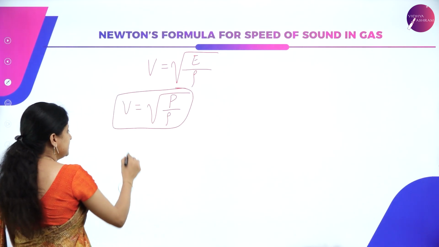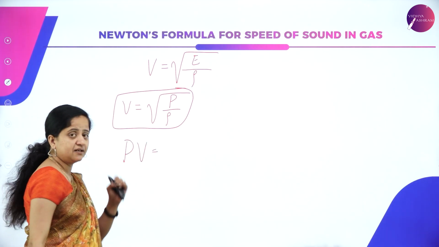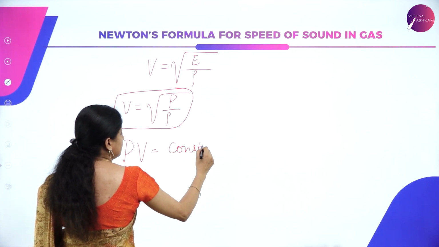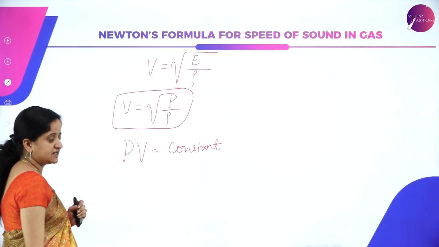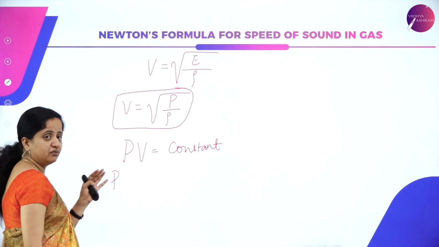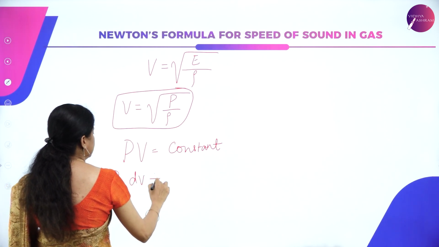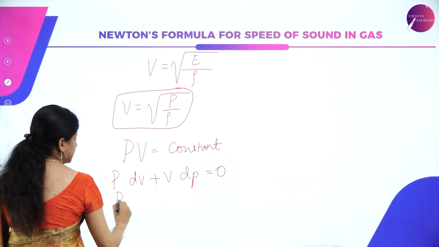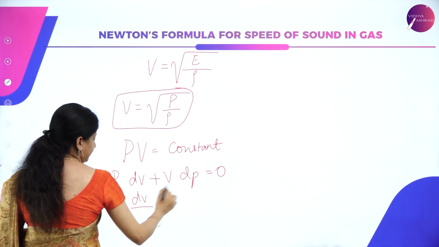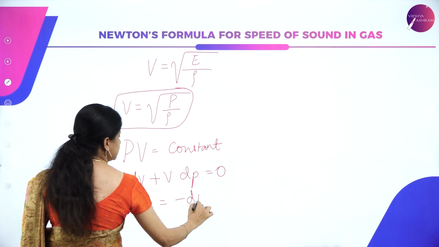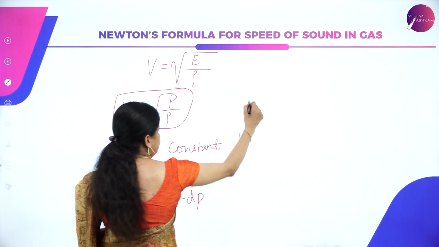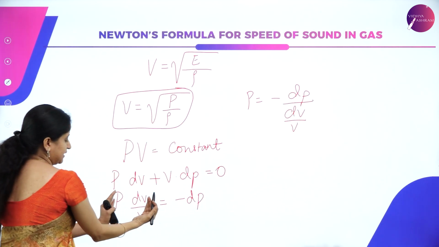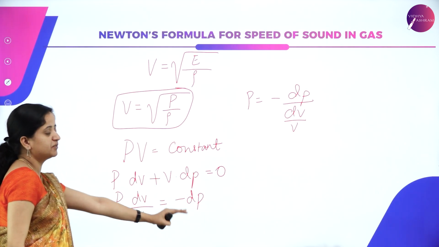As I said, his imagination was that the speed of sound in air is purely an isothermal phenomenon, and the equation of state for an isothermal process is PV is equal to constant. Differentiating this by the UV formula, we get P dV plus V dP is equal to 0. So we can write P dV divided by V is equal to minus dP, or P is equal to minus dP divided by dV by V, because when it gets transposed it will come to the denominator.